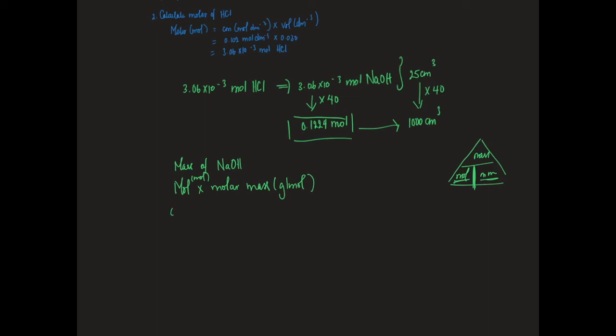So our number of mole is 0.1224 mole. And we are going to multiply that by 39.997 grams per mole. Like units will cancel out, so we're left with grams. And the number of grams we're left with is 4.90 grams. So now we're going to go on to write the percentage purity.